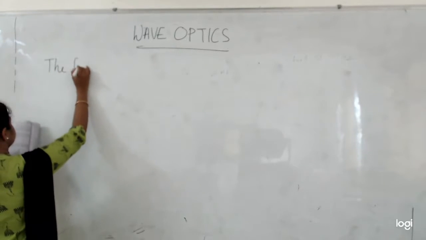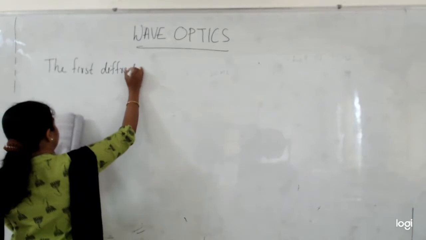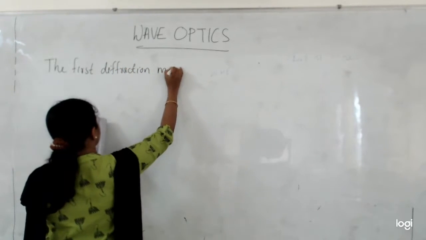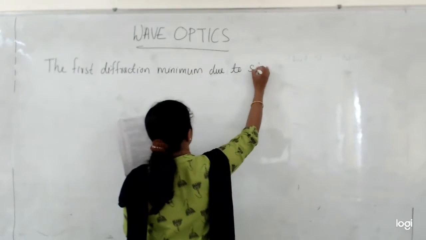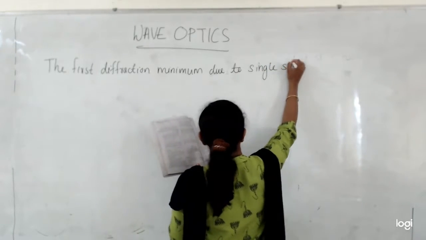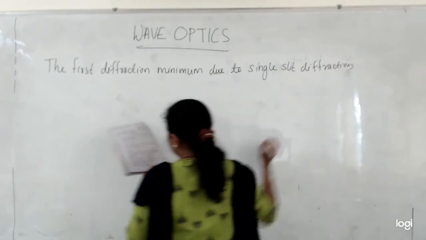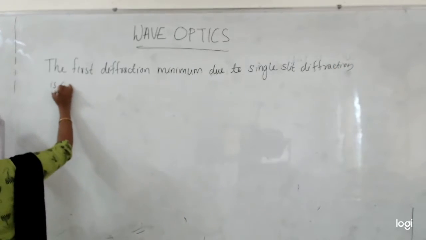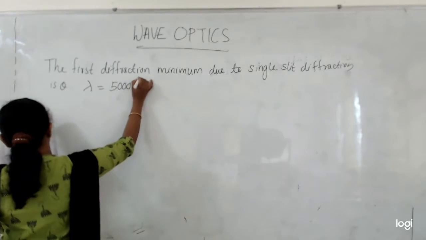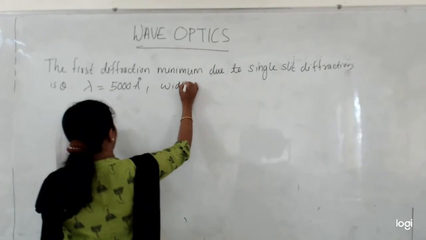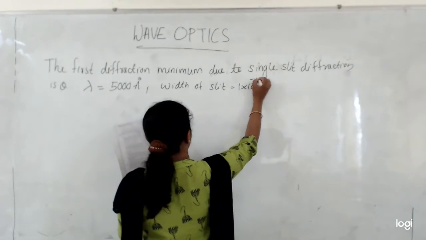The first diffraction minima due to single slit diffraction is theta. Wavelength is 5000 angstrom. Width of slit is 1 into 10 power minus 4 centimeter.